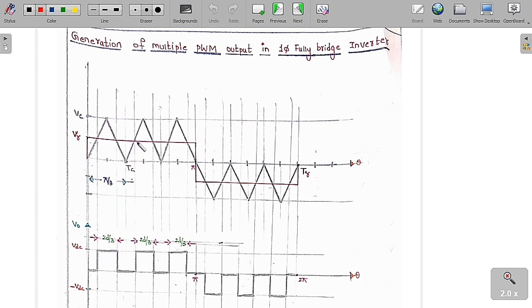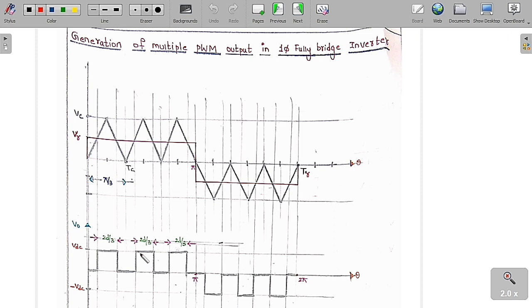Here also, again in this range also. So therefore, in the positive half cycle, in these ranges where the carrier signal is greater than the reference signal, we are going to trigger S1, S2. So therefore, the output voltage is equal to plus VDC. So you can see clearly in half of the time period of the reference signal, we have generated three pulses.